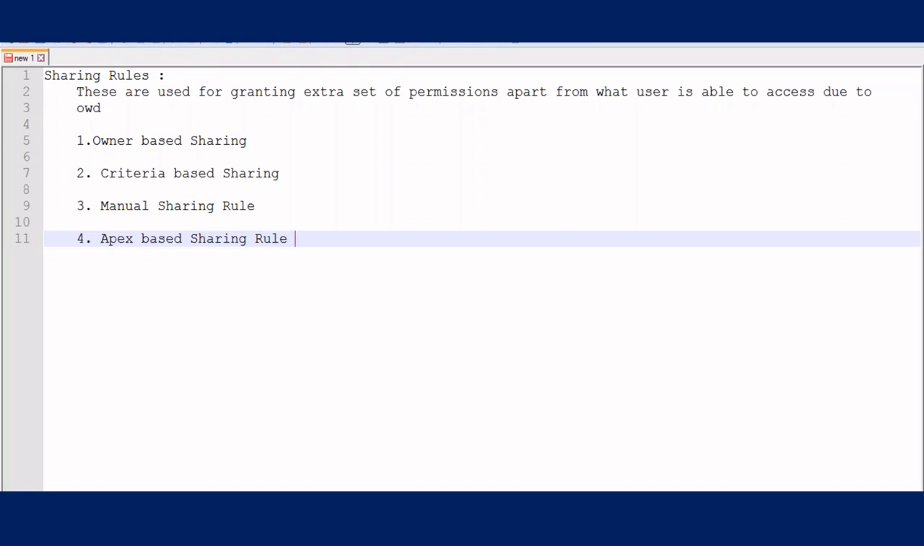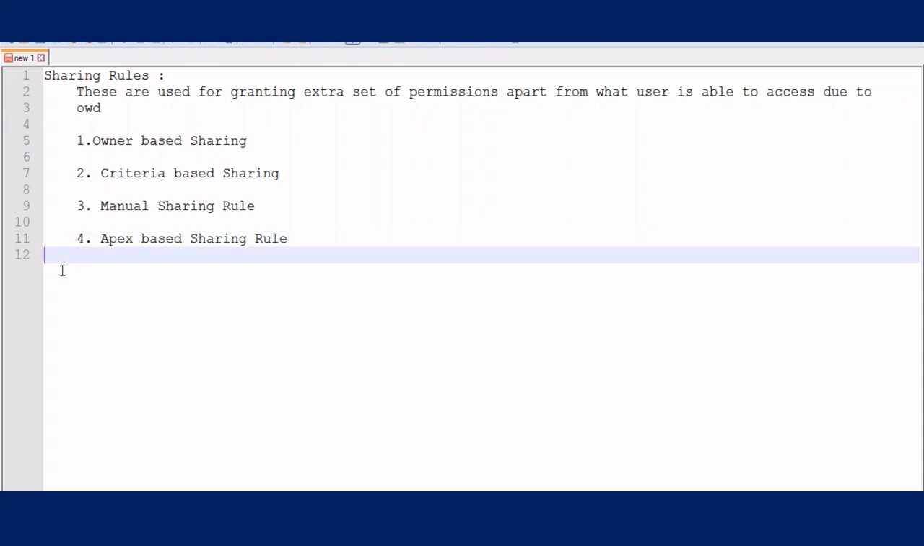Now, let us understand the next. Let's go to the demo. We'll start with the easier one, the criteria-based sharing.